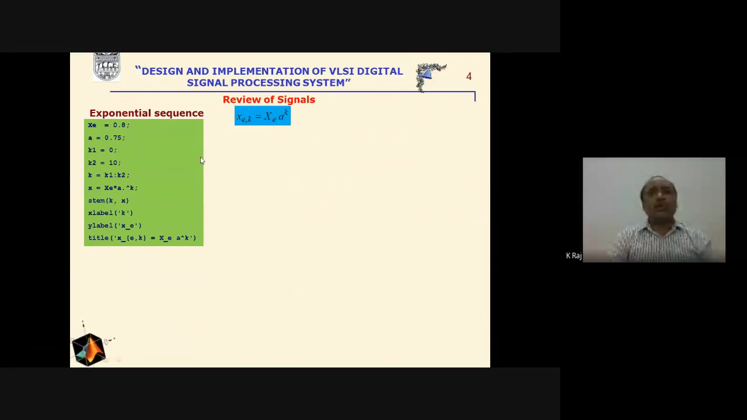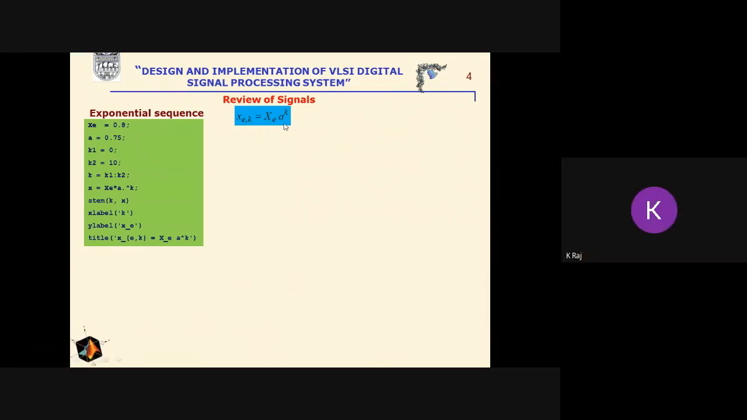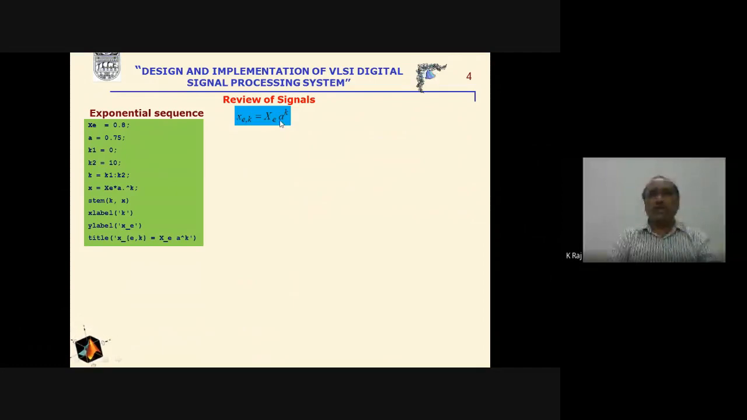So here, if we are interested in generating an exponential function, that is x_e = a to the power k, then we have to define these parameters: what is x_e, what is the small a, and what is the value of k. Then we can define the total function, and then we have to plot x_e(k) with respect to each and every value of k. That will be a representation of the exponential sequence.